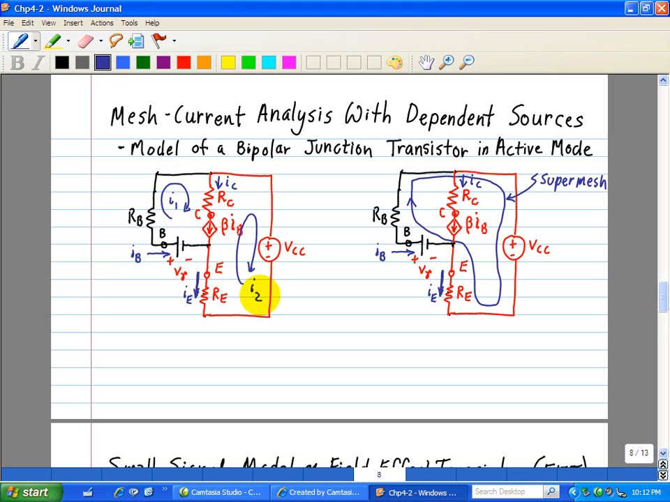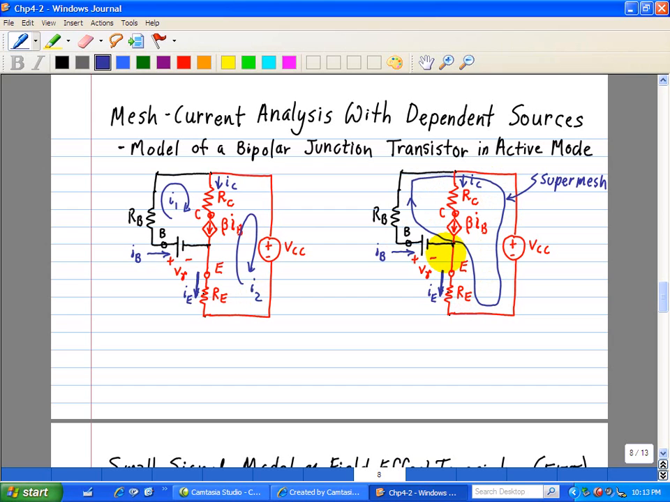Here we're going to require a super mesh since the dependent source is included in both meshes. So in the diagram here, just redrawn on the right, we have a super mesh as indicated by this drawing.